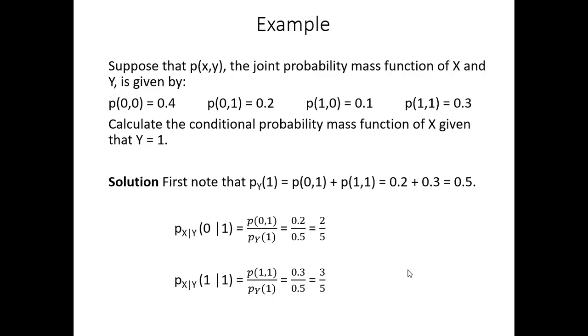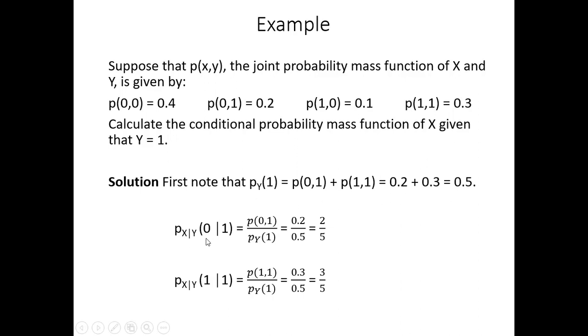Our first step is to find the denominator, using this notion of a marginal with respect to y evaluated at 1. So I add the probabilities, letting x vary, x is 0 first and then 1. This gives us 0.2 plus 0.3, which is 0.5.